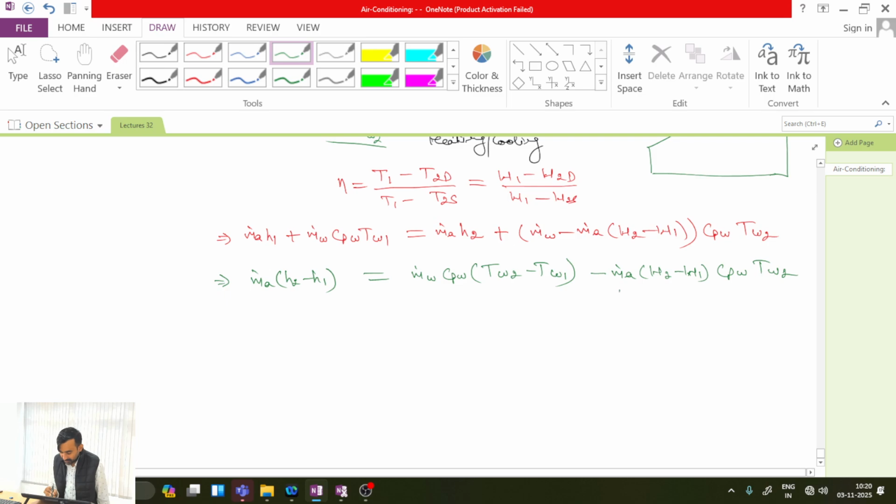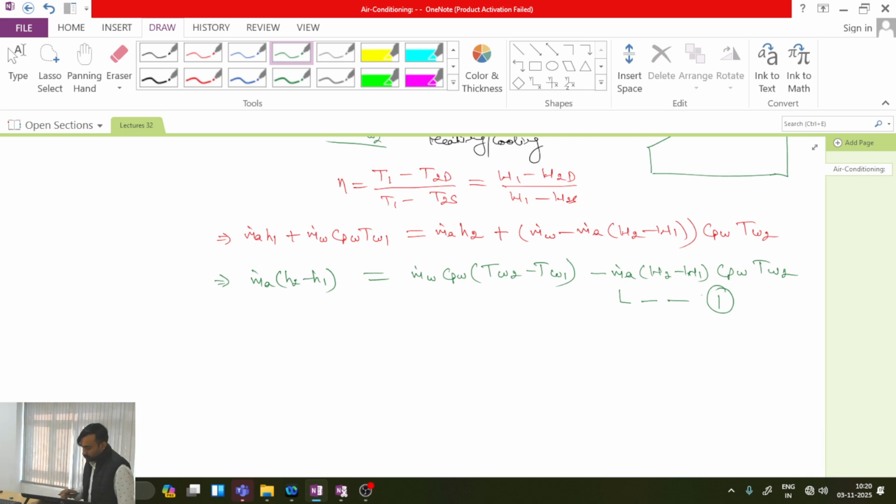So let me give this as equation number 1. We will be coming back to this equation again. So this is the generic equation of the air washer. Okay, is this one clear? All are clear with this point or not? Now let me make the assumption of adiabatic saturation condition. What is the meaning of adiabatic saturation?